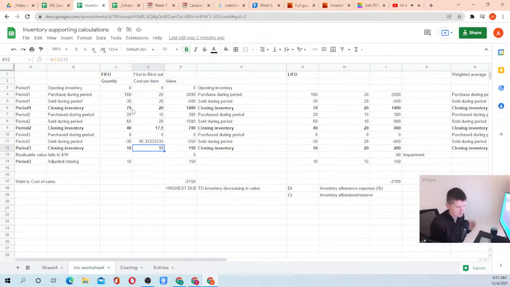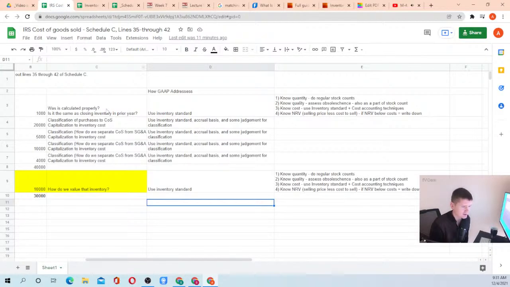I did it on an opposite basis. Hopefully you will remember that FIFO produces the highest inventory value at the end of the period, and LIFO produces the lowest inventory. And let's see how it impacts cost of sales.